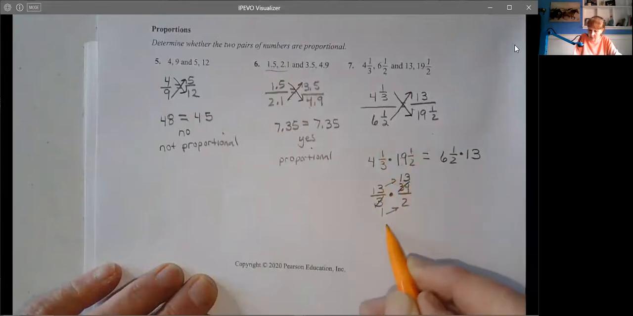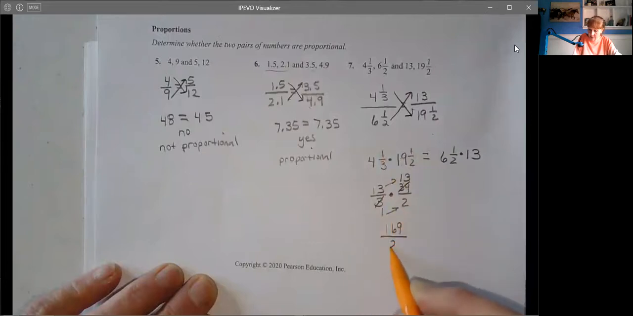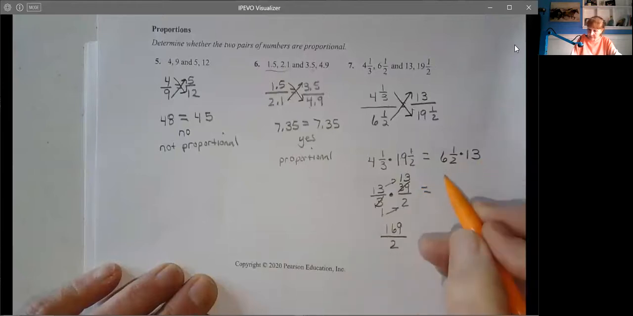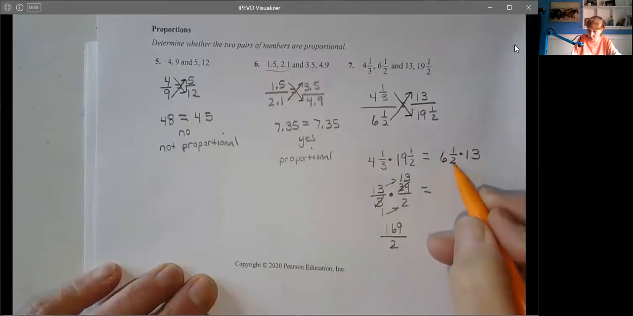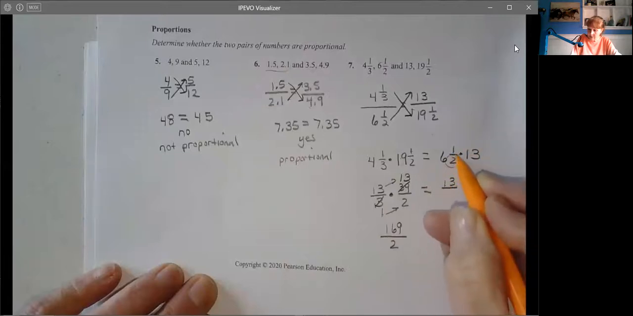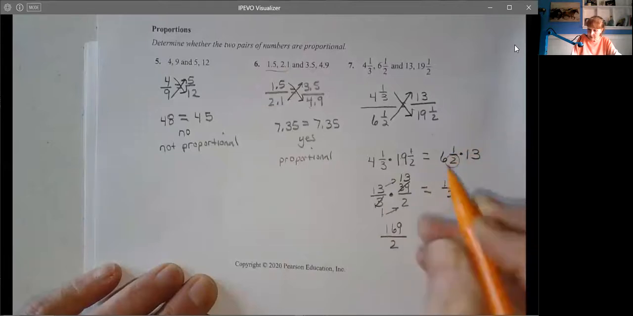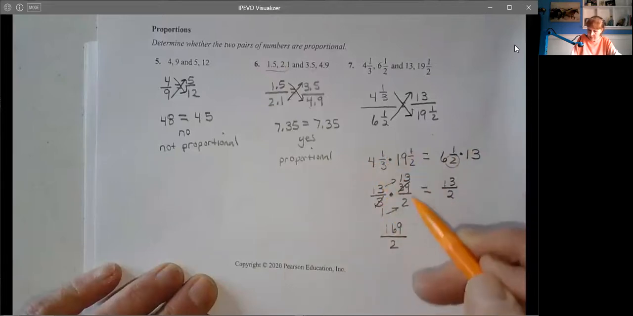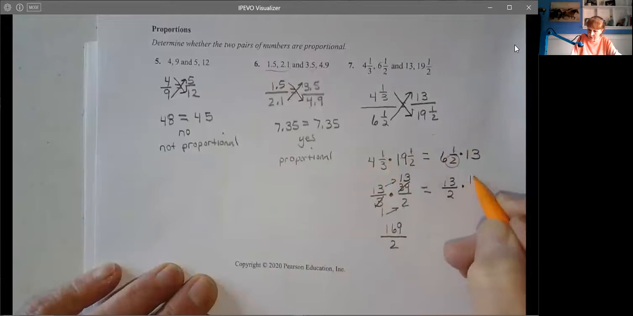13 times 13 is 169. 1 times 2 is 2. I'm going to leave it like that. I'm going to come over here and multiply those. So 6 times 2 is 12, plus 1 is 13. Always put it over that denominator, just like I put the 13 over the 3 and over the 2, times 13 over 1. I put my integer over 1.